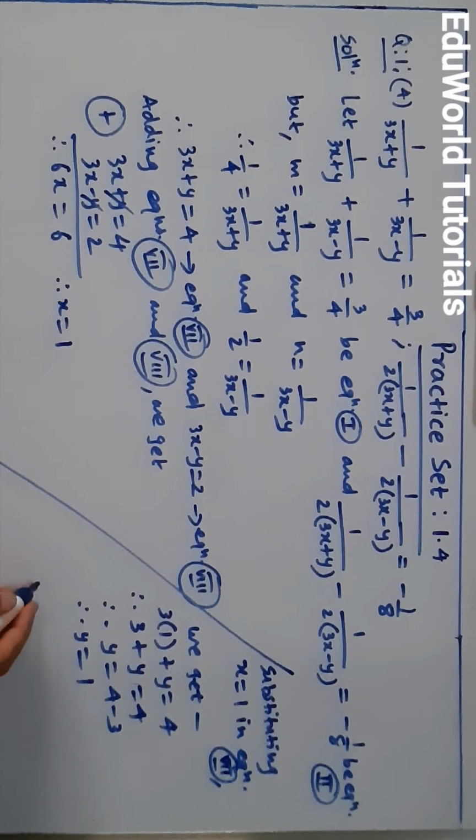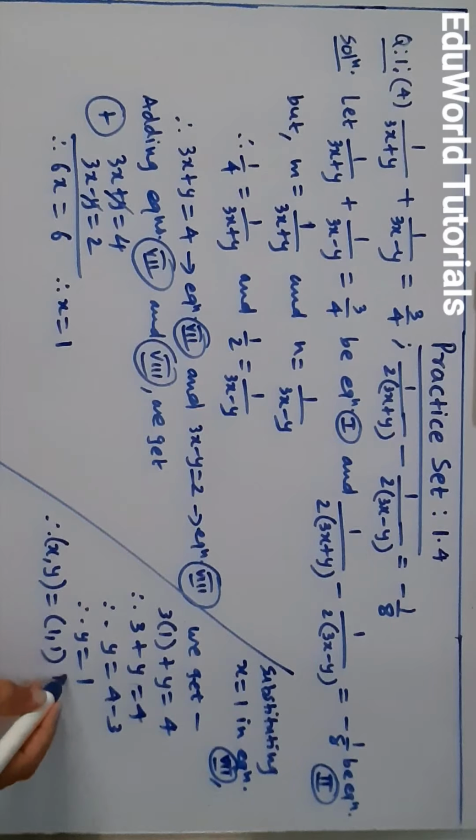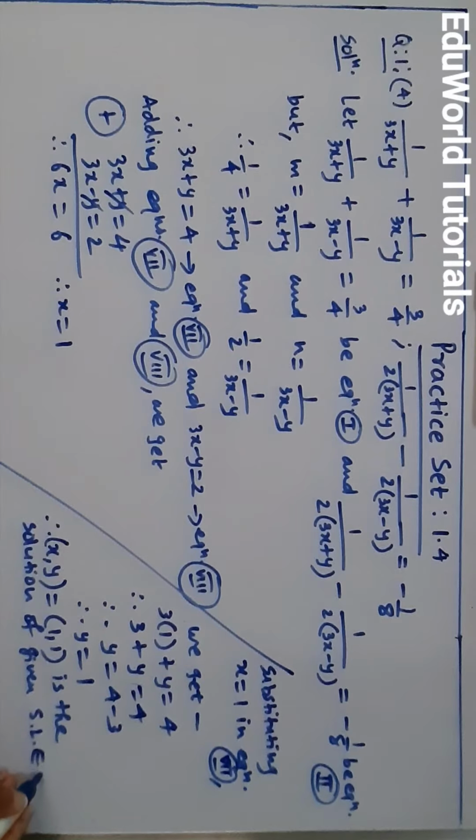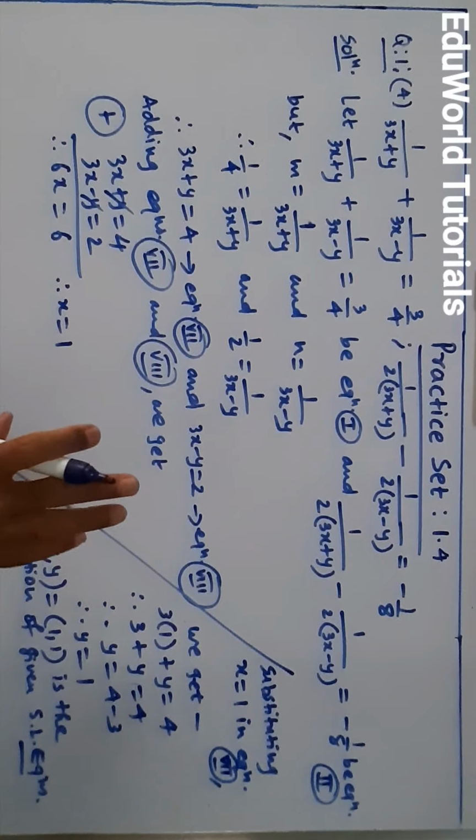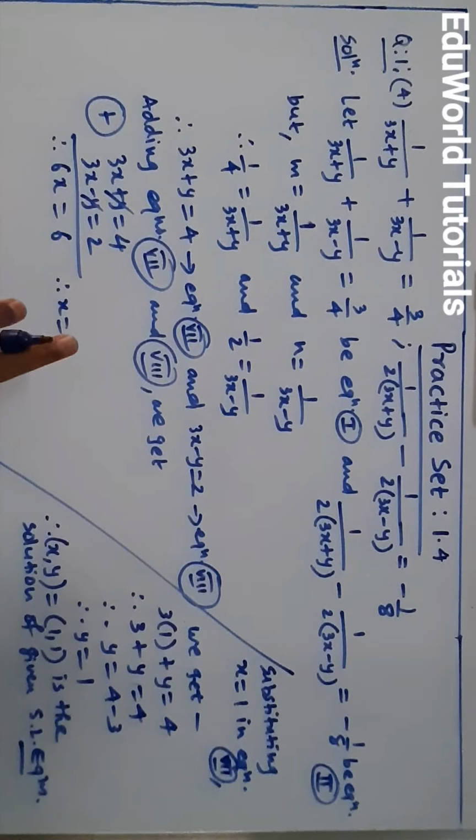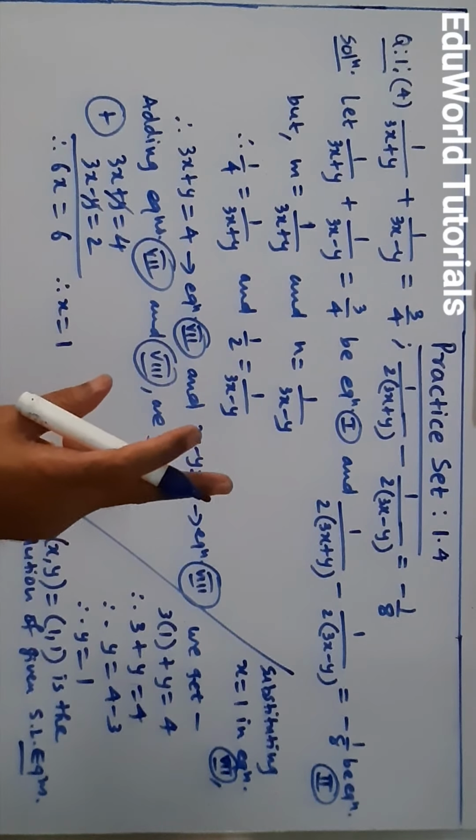Therefore, what we have to write? Therefore, x comma y, which is nothing but 1 comma 1, is the solution of the given simultaneous linear equations. This is how we have to solve this sum. So the later part is easy, but in the beginning we have to be very careful. This is the fourth sum in question number 1 of practice set 1.4.